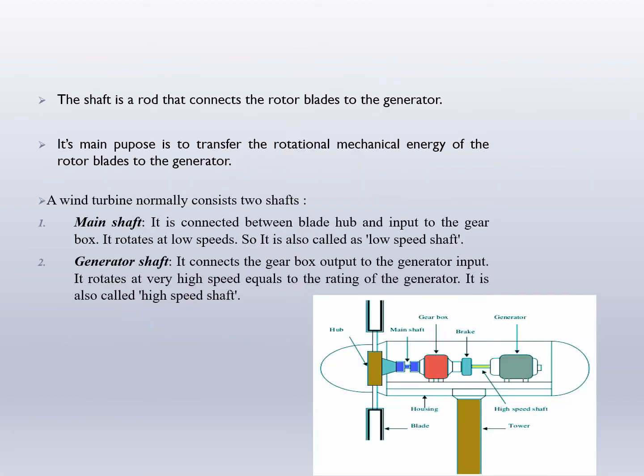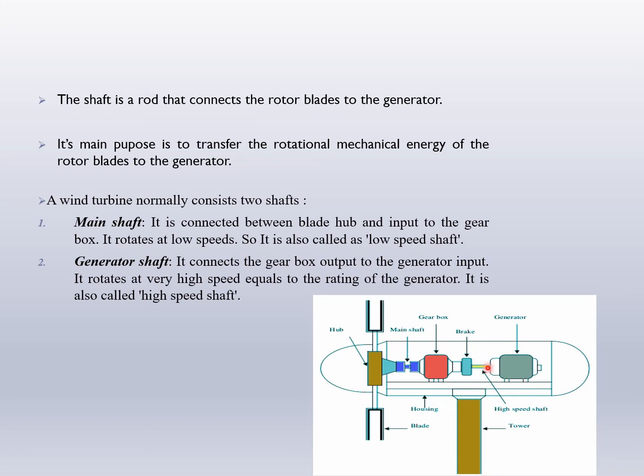So here you can see the shaft. It's a rod that connects the rotor blades to the generator, and its main purpose is to transfer the rotational mechanical energy of the rotor blades to the generator. A wind turbine consists of two shafts, the main shaft and the generator shaft. The main shaft is connected between the blade hub and the input to the gearbox, and it usually rotates at low speed, so it is also called the low speed shaft.